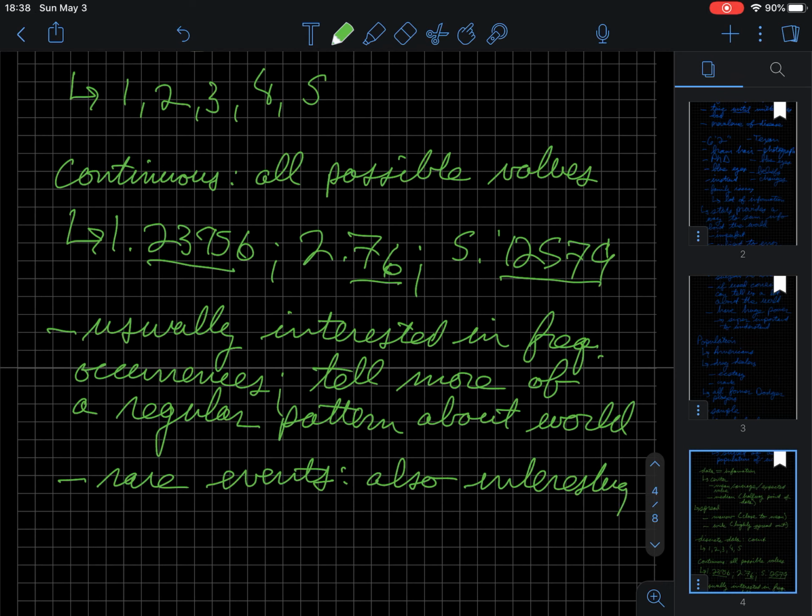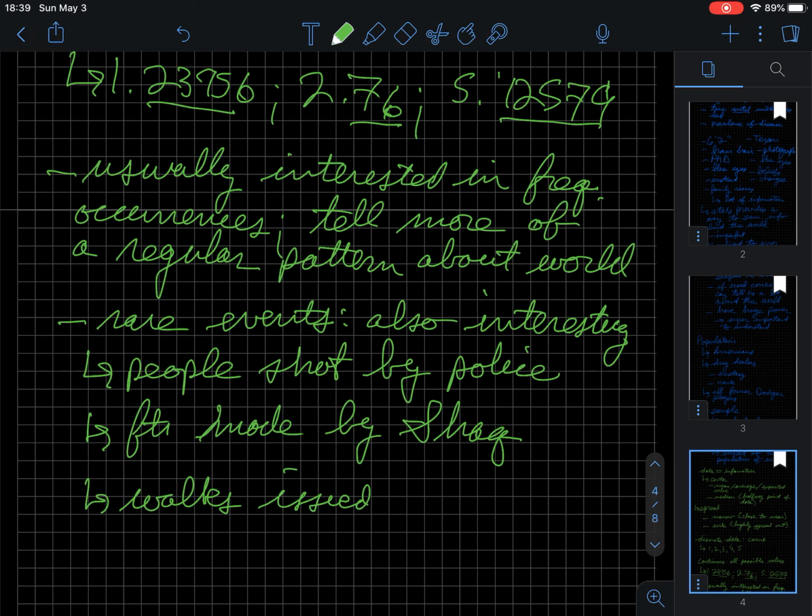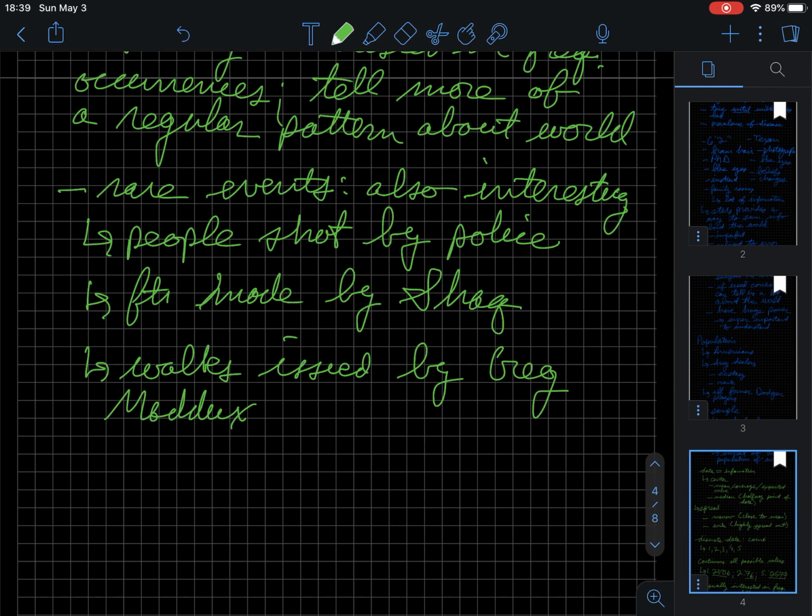But it is something to know that when we think about studying crime and other issues, sometimes we're interested in rare events, like people shot by police. In certain circumstances, it could also be the number of free throws made by Shaq, or walks issued by Greg Maddux. Point being, when we think about the data and what we can use here, there's a lot of different things that we could use and learn, and they're all very important.